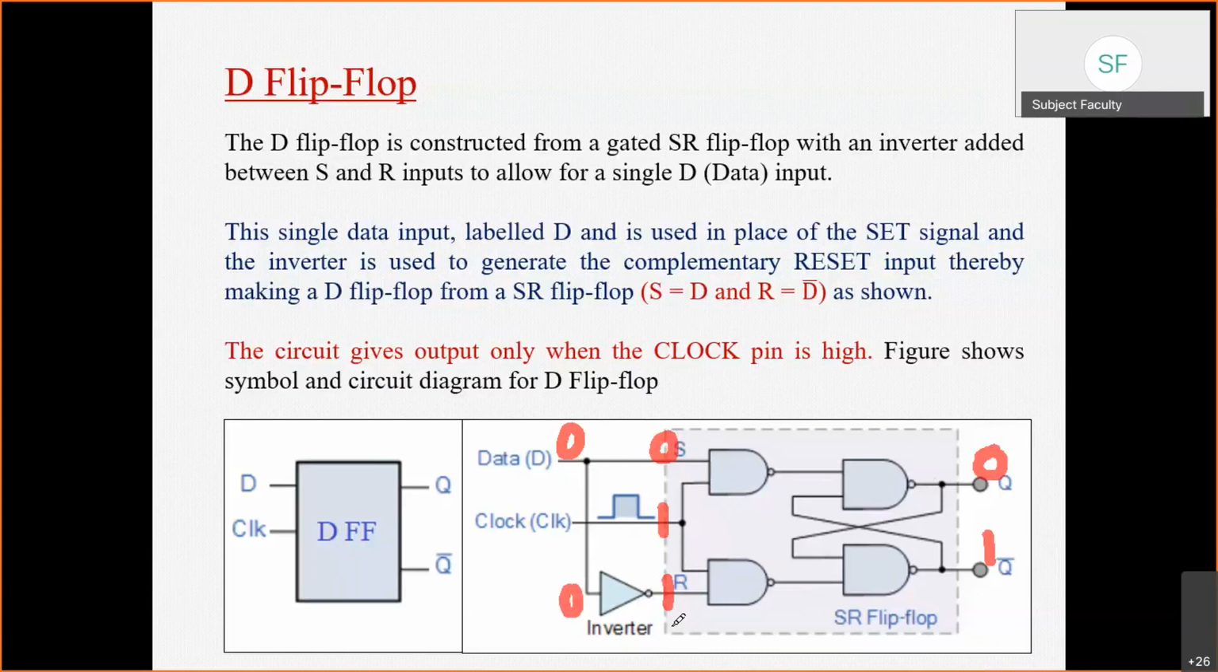Okay, so that means what we have got is that whenever D equals 0, this particular flip-flop is reset to 0. Okay, why is it resetting to 0? Because internally your reset terminal becomes high.